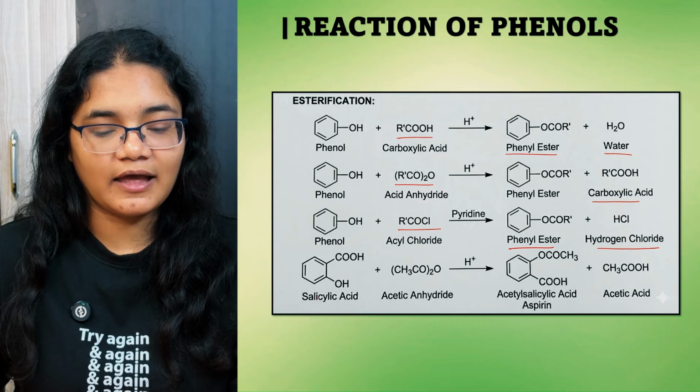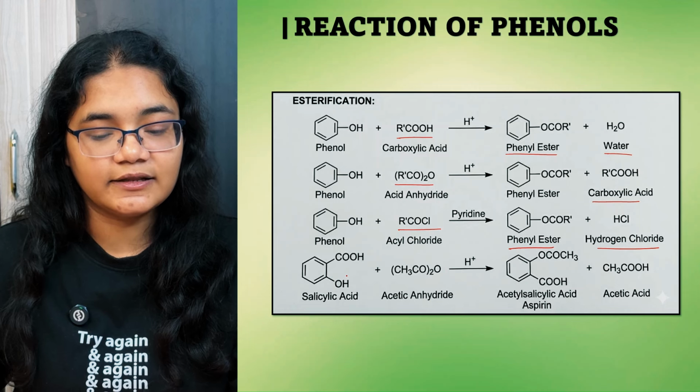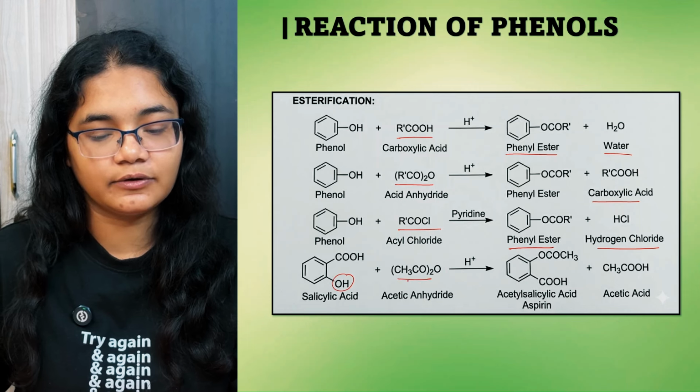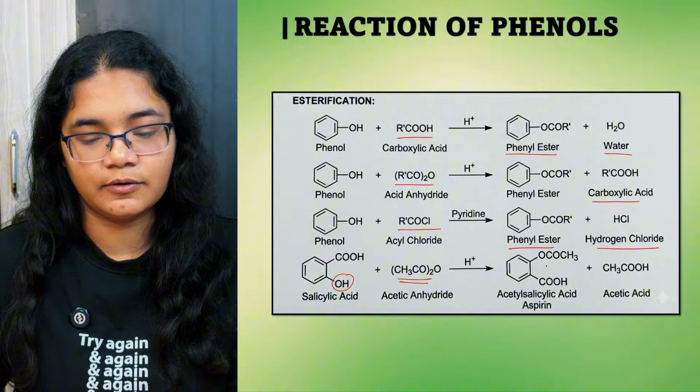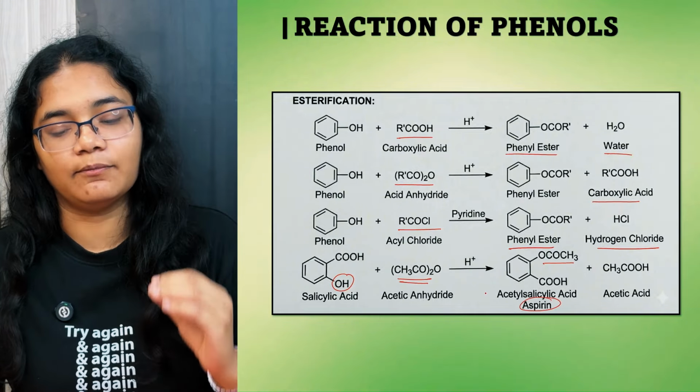Okay, now if you have salicylic acid with acetic anhydride, it reacts, you can see this OH group reacts with this particular anhydride to give you an ester here. Okay, and this ester is called aspirin, which is a very important compound.